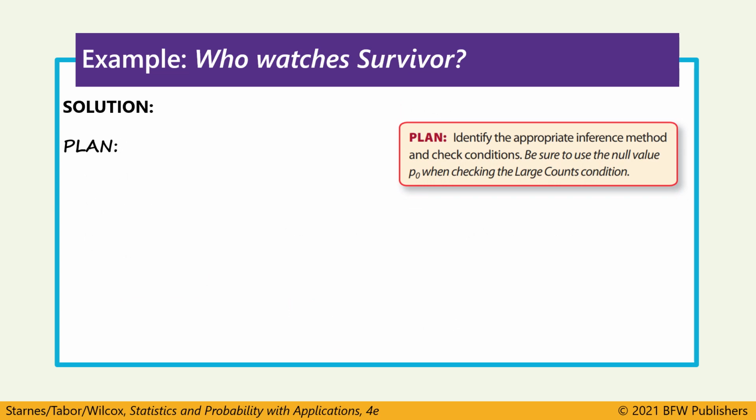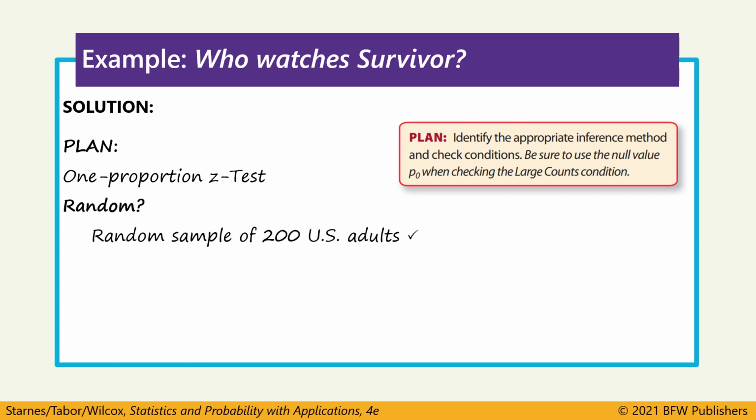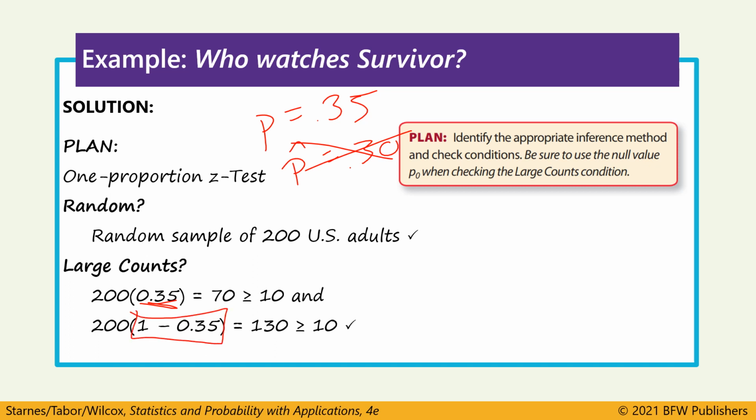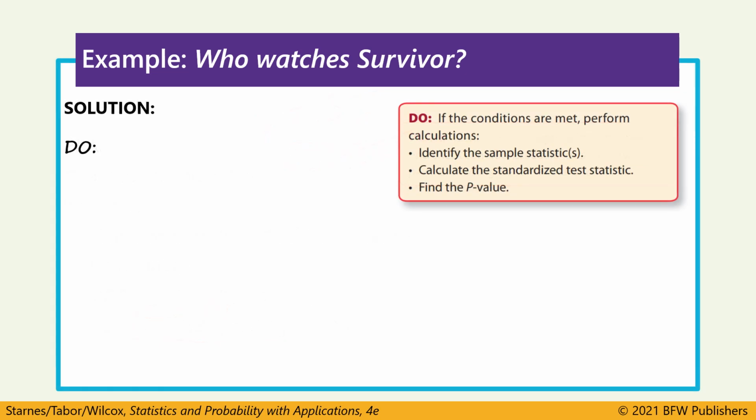So we want to plan everything out. The method that we'll be using is a one proportion z-test. We have a random sample of 200 US adults. 200 is less than 10% of all US adults. And when we check our large counts, remember that we're using the null hypothesis value of p equals 0.35, not the p-hat value of 0.30. Okay, so these are always done with the null hypothesis value for hypothesis tests. So that's our p. We have 1 minus p, and we get 70 and 130. Those are both greater than 10. We're going to move on to our calculations.